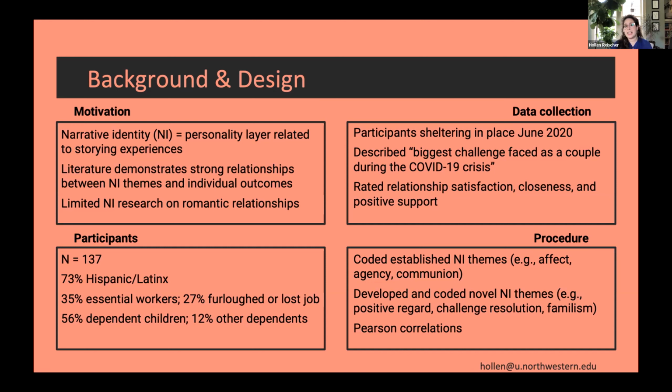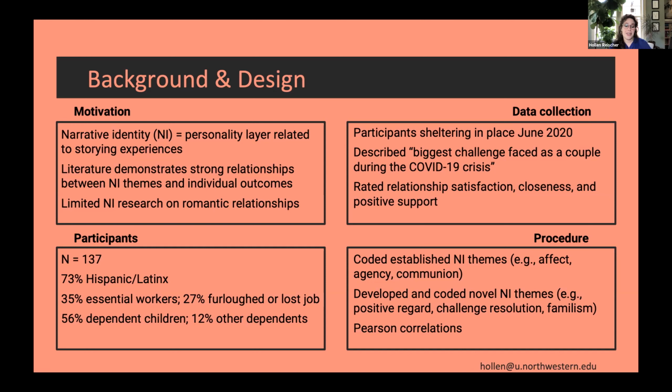So my colleagues and I were interested in what narratives could help us understand about couple health and functioning during the COVID-19 pandemic. So we surveyed participants who were under shelter-in-place orders at the outset of the pandemic, and we asked them to describe the biggest challenge they had faced as an individual part of their couple during the COVID-19 crisis, and to rate their relationship well-being on a number of different facets.